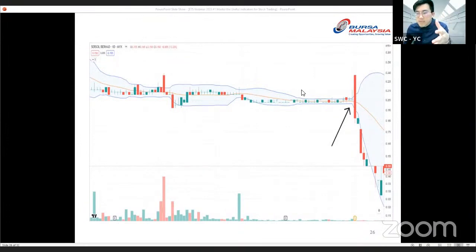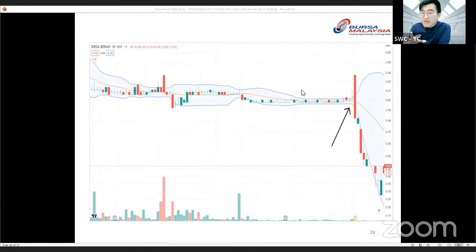Then if you wait until above 80 to sell, maybe you will miss the last few days' spike. So for me, RSI above 90 is basically really hot already. This one is really overbought already.